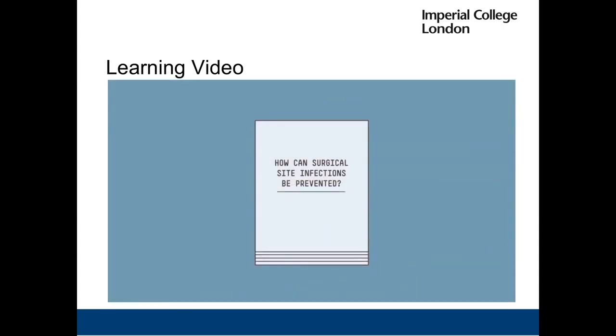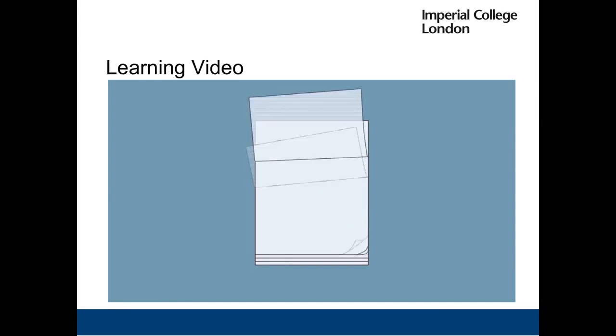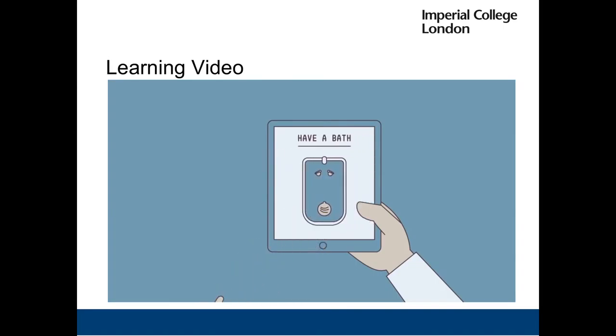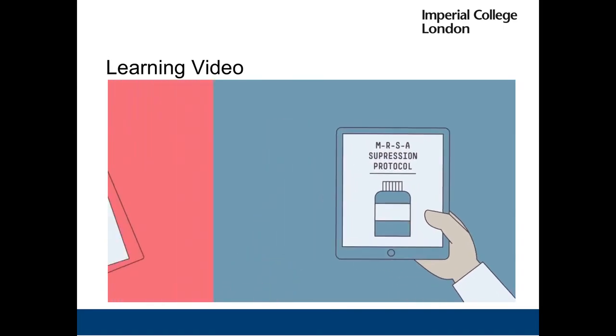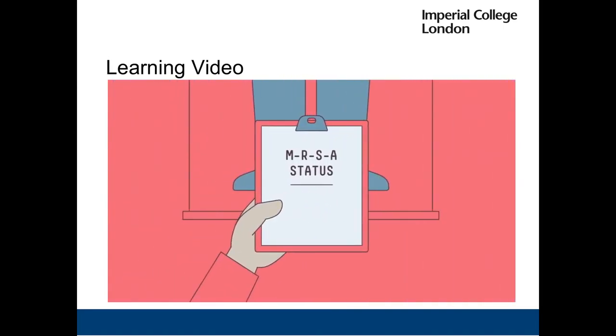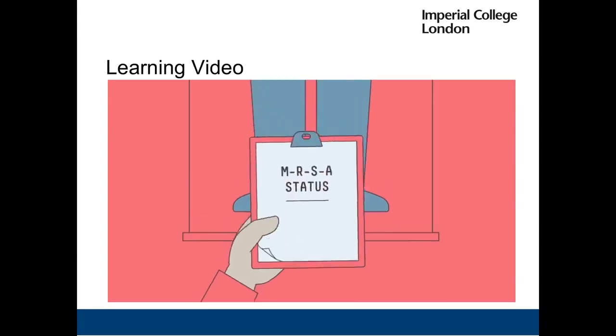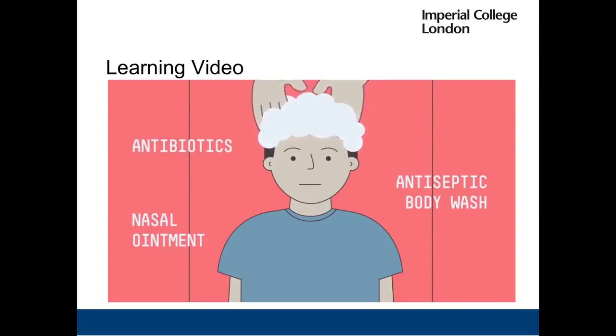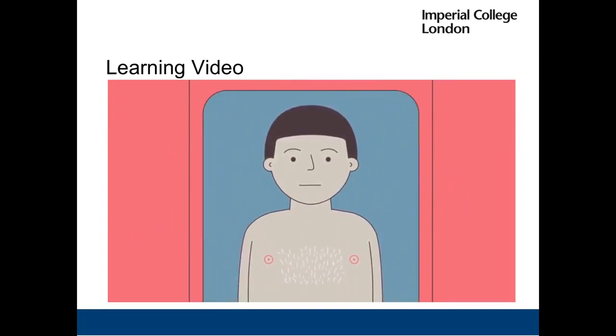How can surgical site infections be prevented? Before an operation, patients and their families should be given information on how they can prevent infections. A patient's MRSA status should be known before surgery, and if found possible, they should have the local MRSA suppression protocol, which often involves a nasal ointment, antiseptic body wash, and sometimes antibiotics. Patients should be advised to shower or bath using soap on the day or day before surgery.